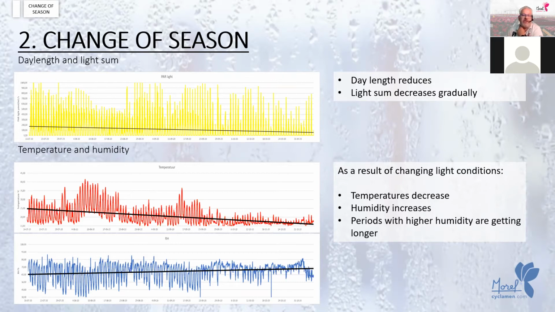So in general, we could say that as day length reduces, light from the sun decreases gradually, and as a result of that, the light conditions, the temperature decreases, and the humidity goes up. And periods with higher humidity are getting longer towards the end of the year.